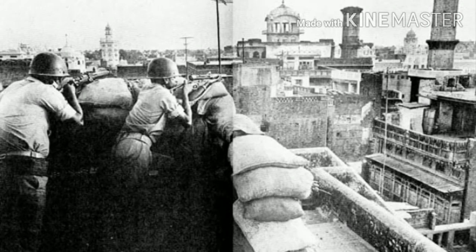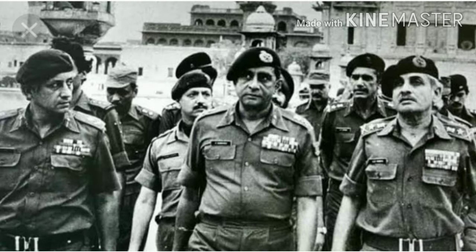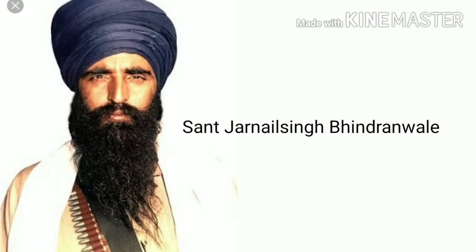Students, now let's see what was Operation Blue Star. The main task of getting the terrorists out of the Golden Temple was entrusted to Major General Kuldip Singh Brar. On the morning of 3rd June 1984, the mission Operation Blue Star started. The operation ended on 6th June. In this military operation, the Indian Army functioned with great restraint. The operation ended with the death of Bhindranwale and the other terrorists.